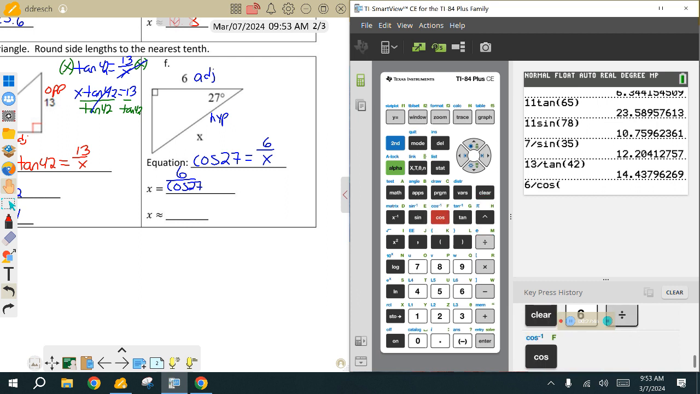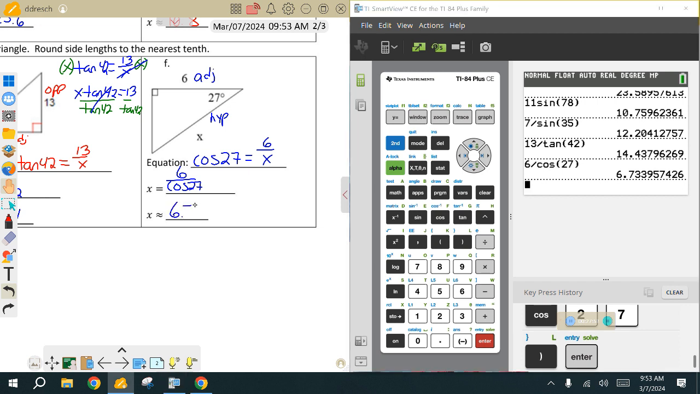What's it say? 6.7. Yep, I agree with that. There we go. And that makes sense too. You get the hypotenuse. The hypotenuse should be the longest side. It is longer than 6. Like, that makes sense.